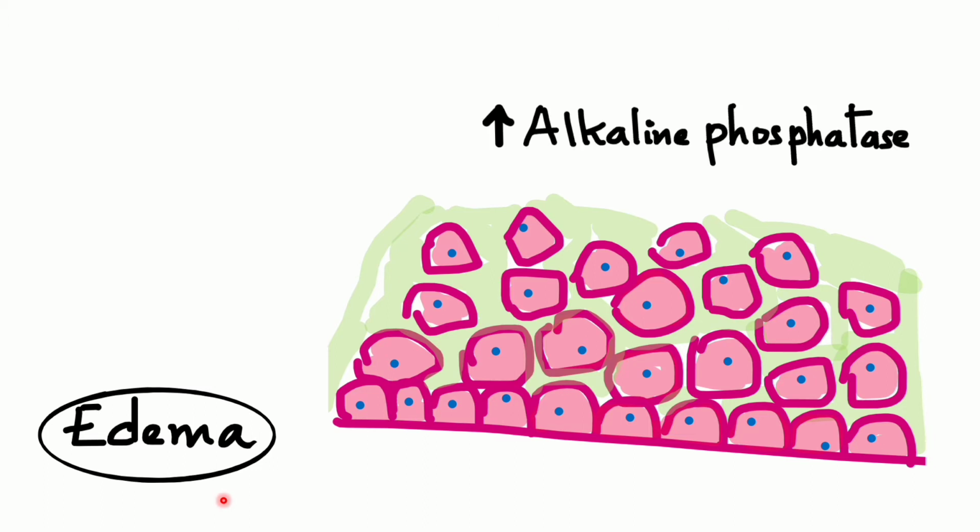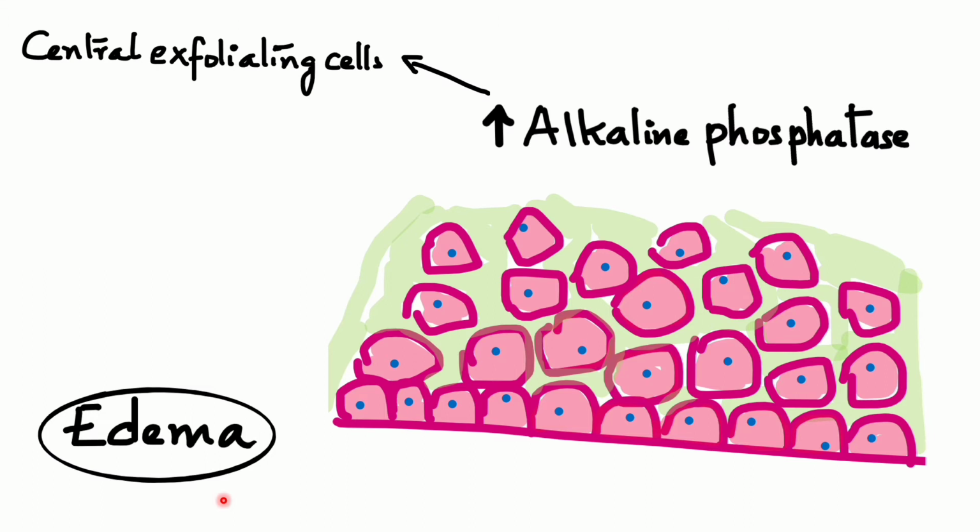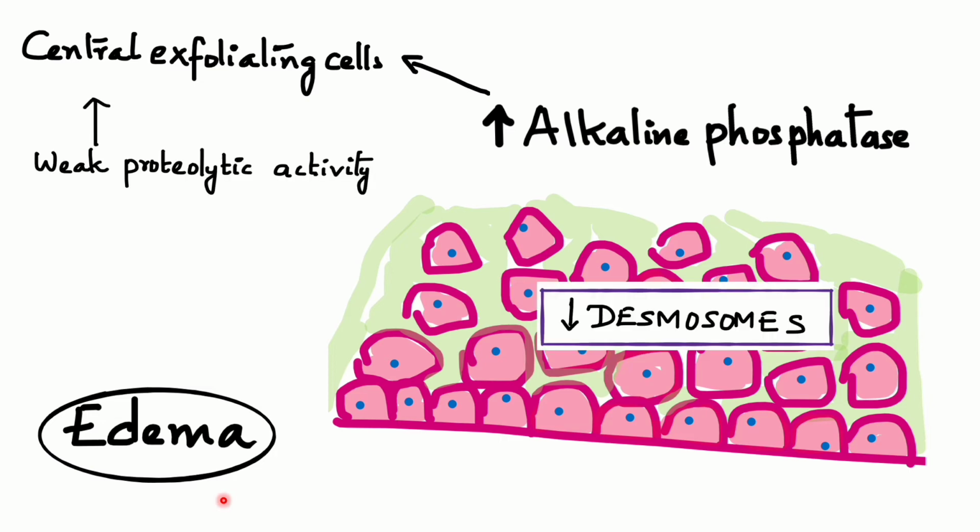Again, the central cells in the periapical granuloma, what they are called the central exfoliating cells, show increased alkaline phosphatase, a weak proteolytic activity, as well as decreased desmosomes. So this means that these cells are dying off, and since the central cells are dying off, this gives rise to a cavity within the granuloma.